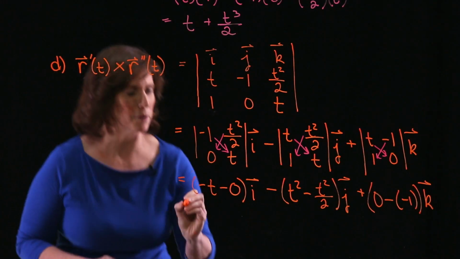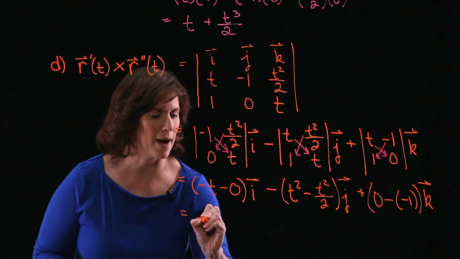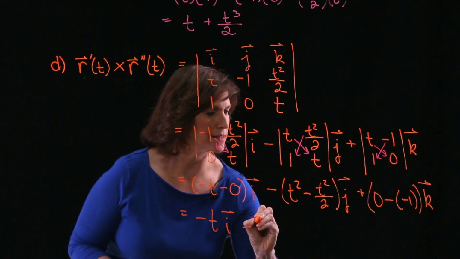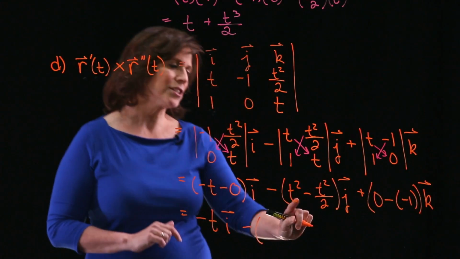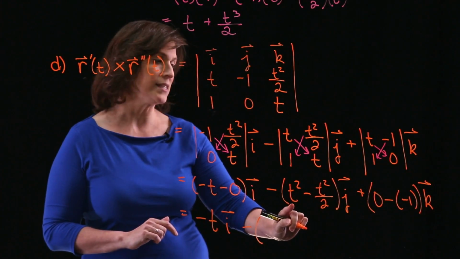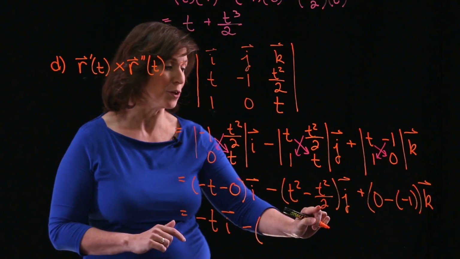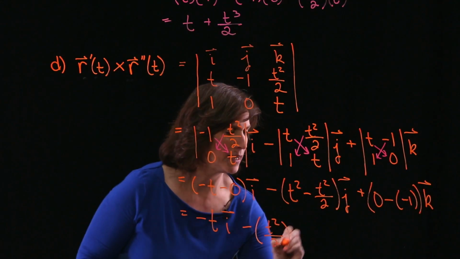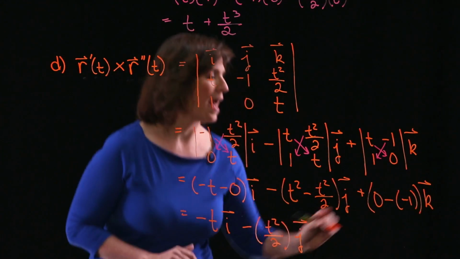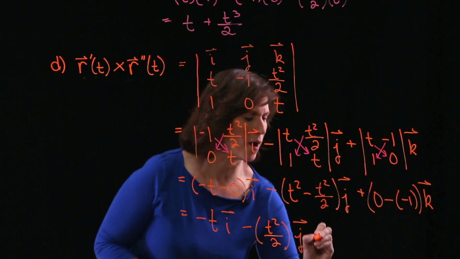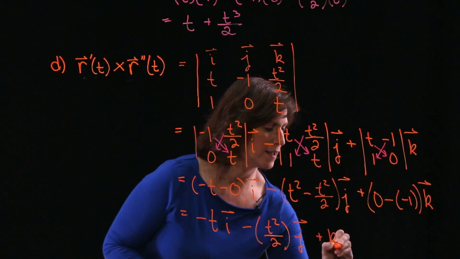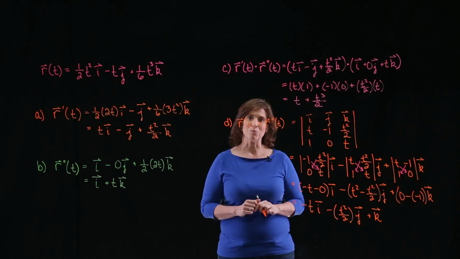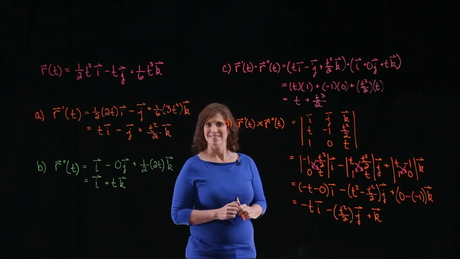All right, so let's do some simplifying here. I'm going to end up with a minus t times my vector i minus the quantity. Well, actually, I can simplify this as well. This is t squared minus t squared over 2, so that can reduce to just t squared over 2 times my vector j. And then 0 minus a negative 1, that's a positive 1, so I just end up with k. And there's my cross product. I hope that was helpful. Thanks.